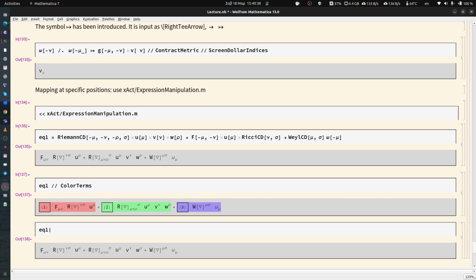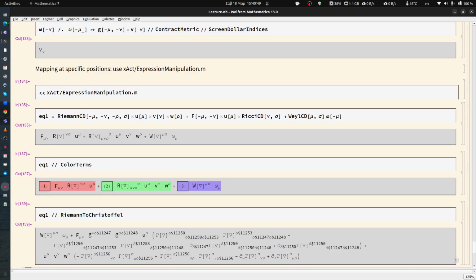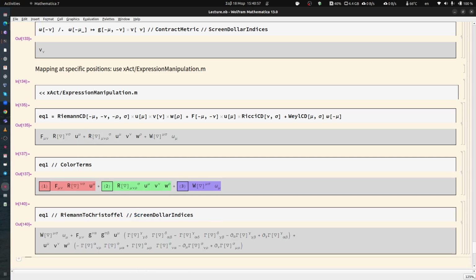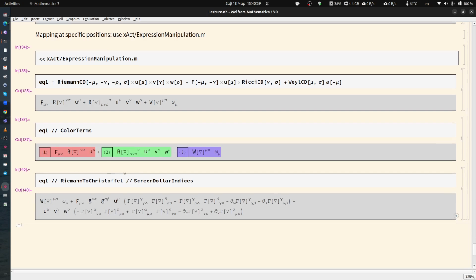And one possible thing that we might want to do is to apply RiemannToChristoffel. But you see that RiemannToChristoffel is applied to all of those terms. Suppose that we want to apply RiemannToChristoffel only to the first term, the second term, or the third term. What could we do?